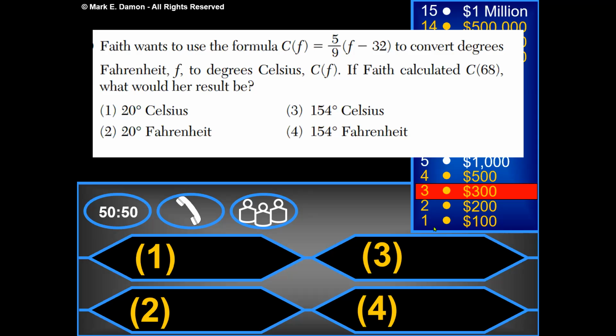So if Faith calculated Celsius at 68 degrees Fahrenheit, let me get my pen here, right? Is it working? Yeah, okay, there we go. So this is the input. This is the value for F. So in your calculator, you are typing 5/9 times the input 68 minus 32. That's what you should be typing in your calculator. Press enter and it will give you your answer.